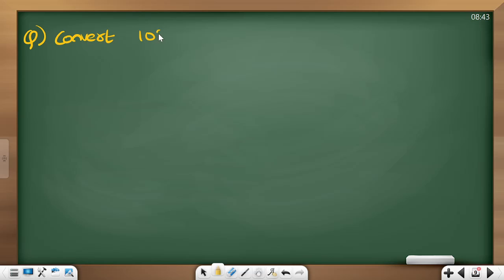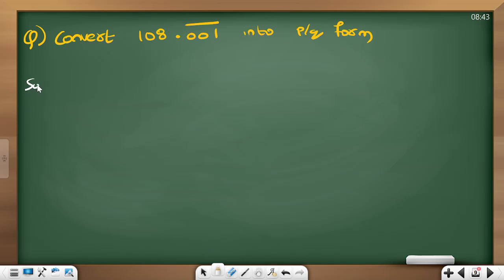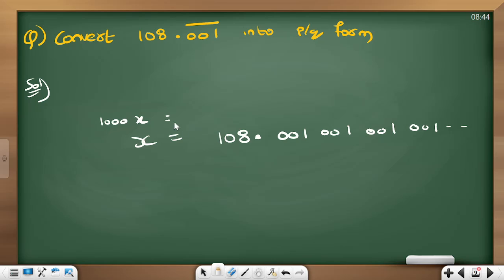Convert 108.001 bar into P by Q form. So now how to convert this into P by Q form? Very simple. First write x equal to 108.001001001001 and so on. Now if you multiply with 10, not sufficient, with 100, not sufficient, with 1000, yes, it is sufficient, then the decimal will again shift back to this place.